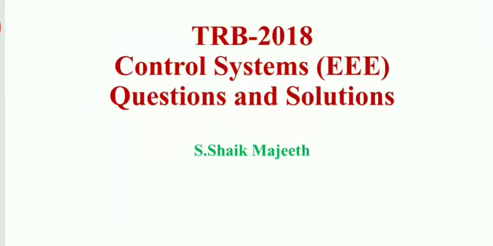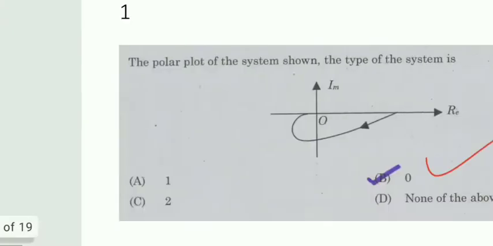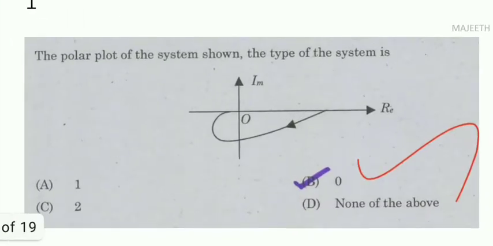Hi friends, in this video we see control system questions from Tripoli branch asked in TRB 2018 exam. The first question is the polar plot of the system shown in figure. What is the type of the system?